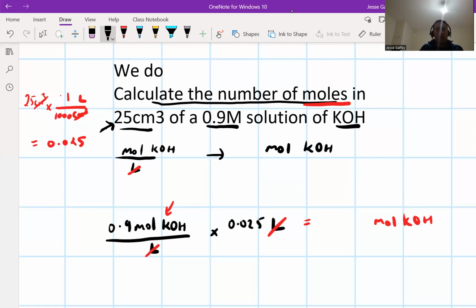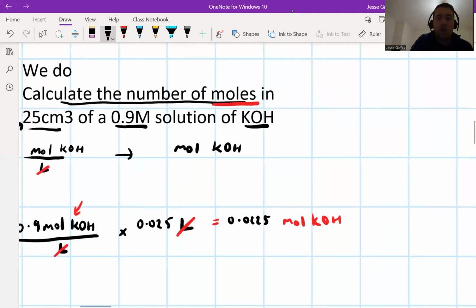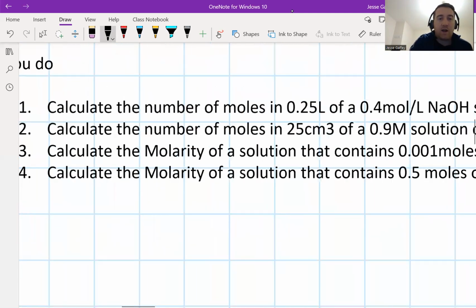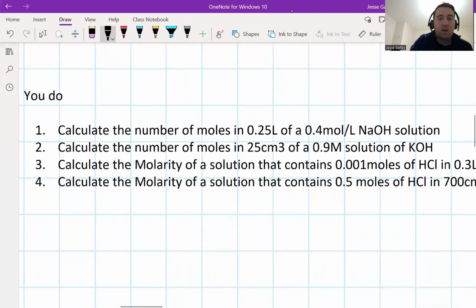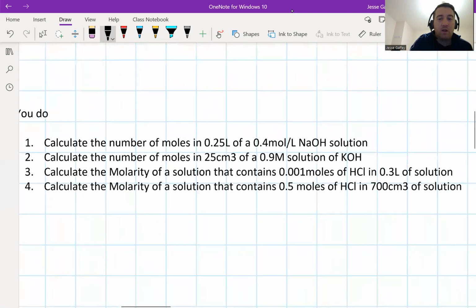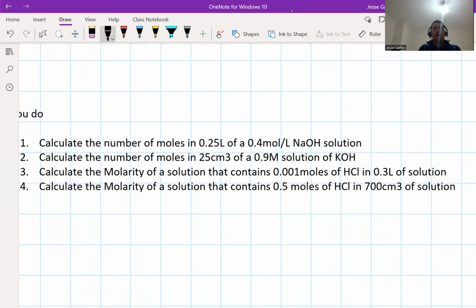And the answer I'm getting is 0.0225 moles of KOH. Okay, so well done if you got that right. I think we're ready for you guys to practice a few of those. The first two should be pretty straightforward. They're like the ones we did so far. And then the third and fourth one ask you to work backwards. Okay, so pause the video and do those now, please.